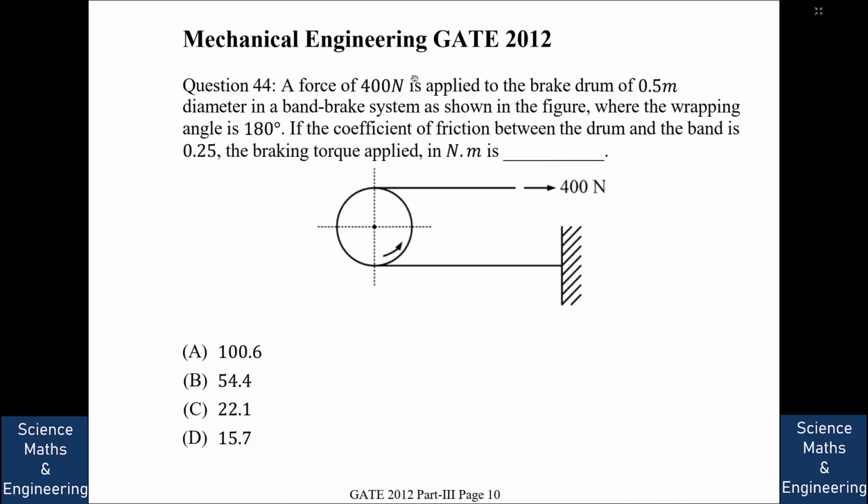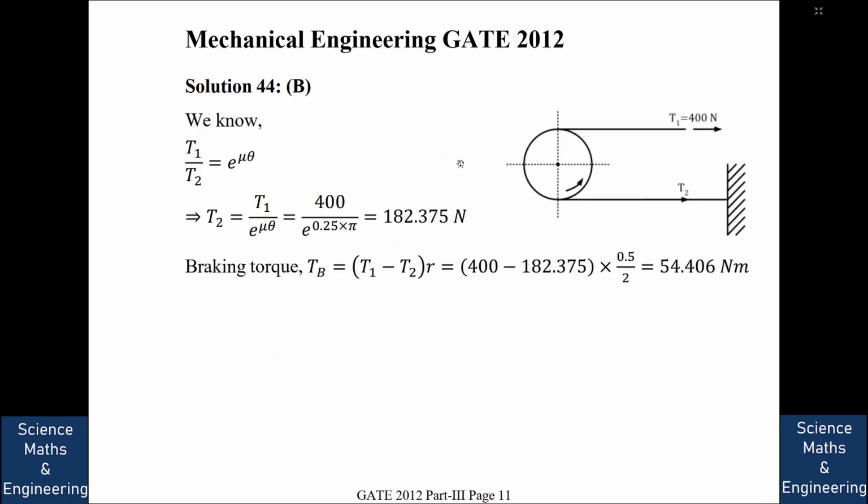A force of 400 Newton is applied to the brake drum of 0.5 meter diameter in a band brake system as shown in this figure, where the wrapping angle is 180 degree. This wrapping angle is 180 degree. If the coefficient of friction between the drum and the band is 0.25, okay, so the brake torque applied we need to determine. So the answer is, we know T1, this one is T1 and this one is T2. So T1 by T2 is equal to e to the power mu theta. So T2 would be equal to 182.375 Newton.